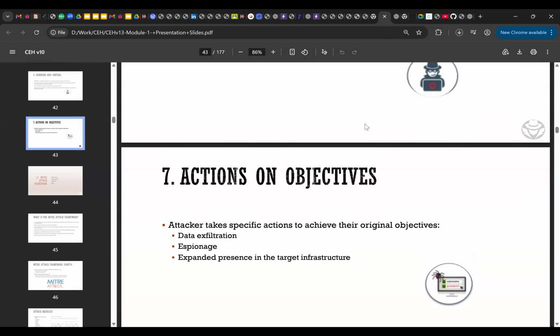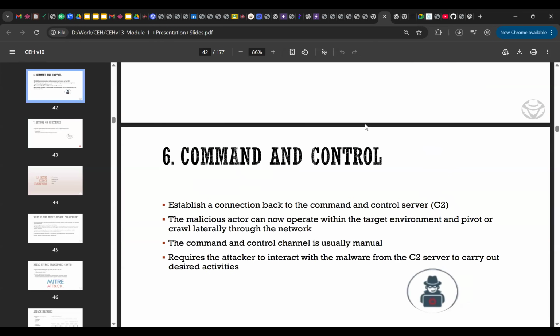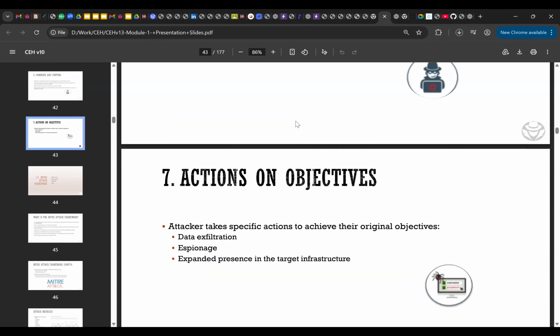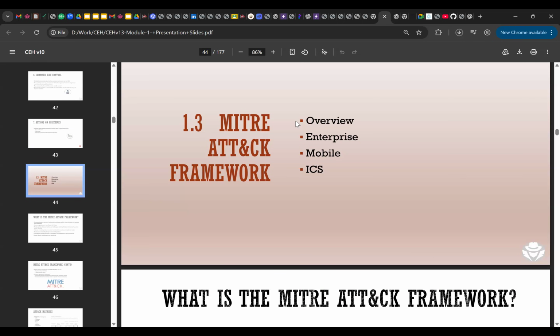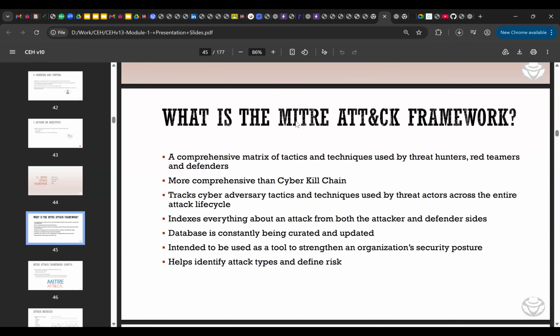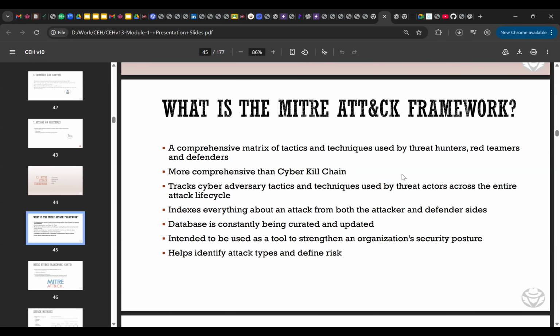So yesterday we covered a few terminologies in cybersecurity and information security. Along with that, we covered what the cyber kill chain or cyber attack kill chain is. Today we will start the MITRE ATT&CK framework. So what is the MITRE ATT&CK framework?